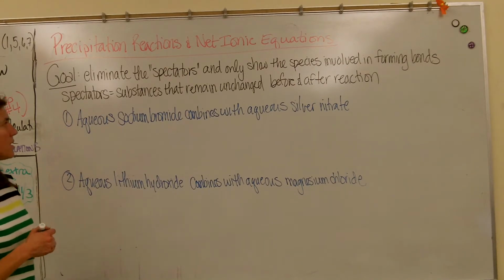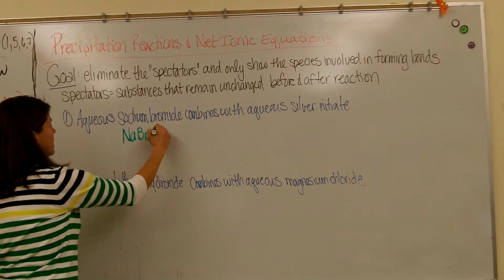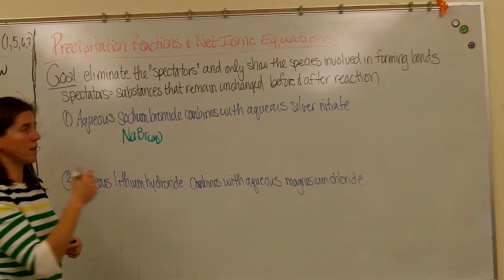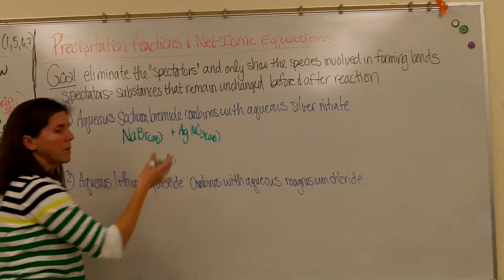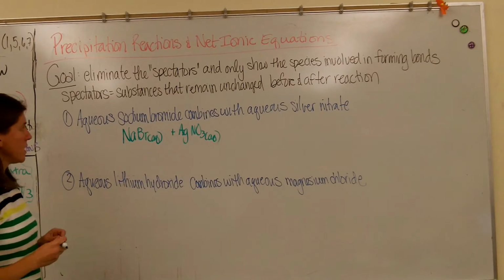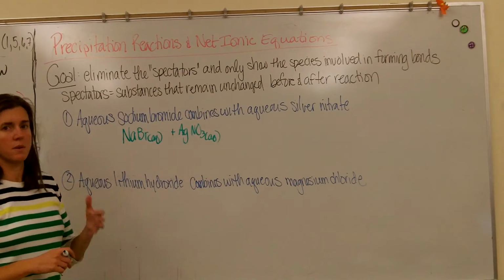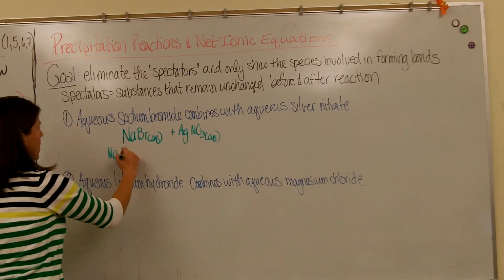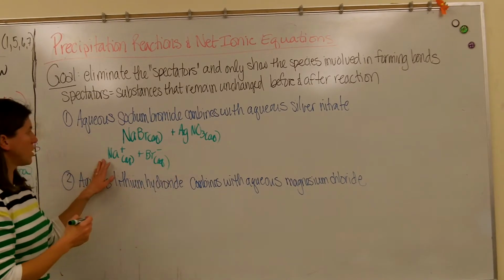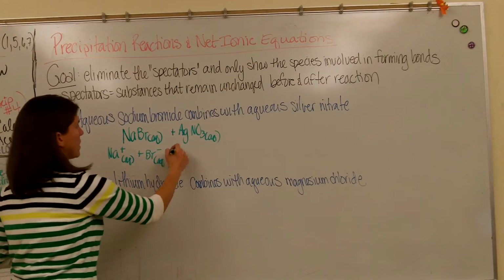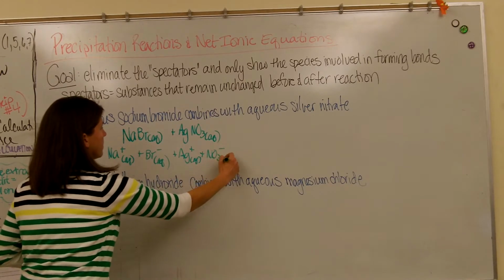First example here, aqueous sodium bromide. So that is NaBr, aqueous, combines with aqueous silver nitrate. So silver nitrate is AgNO3. So you can see where our nomenclature is important here when we're doing these reactions. Sodium bromide and silver nitrate are ionic compounds, and when they're dissolved in water, they're going to split apart into ions. So sodium bromide, when it's in water, is just sodium ions and bromide ions. They're both aqueous. And silver nitrate is made of silver ions and nitrate ions.